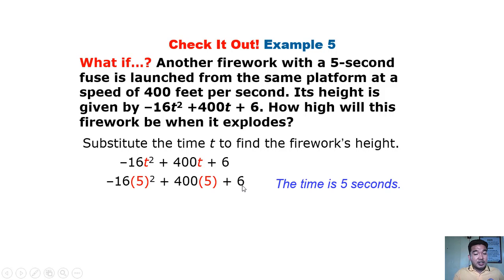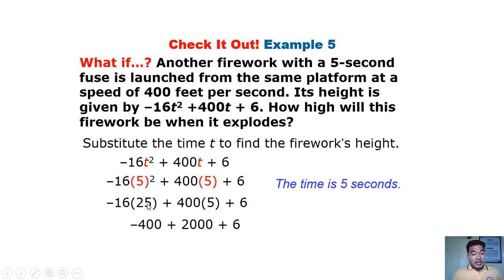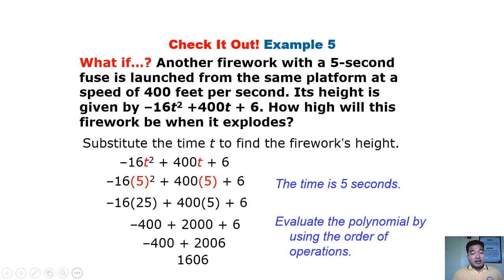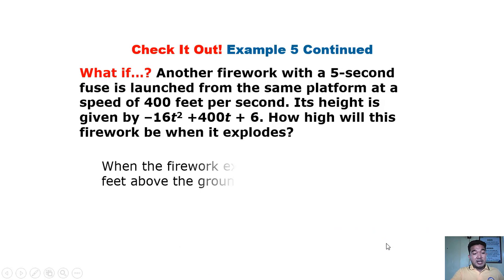Then simplifying it further, you will have 5 squared, which is 25. Then 25 times negative 16 is negative 400. 400 times 5 is 2,000 plus 6. You simplify this, negative 400 plus 2,000 plus 6. So you will have 1,606. So that means when the firework explodes, it will be 1,606 feet above the ground. Imagine that, 5 seconds lang yun, ganun na siya kataas. So ganun kabilis ang fireworks.